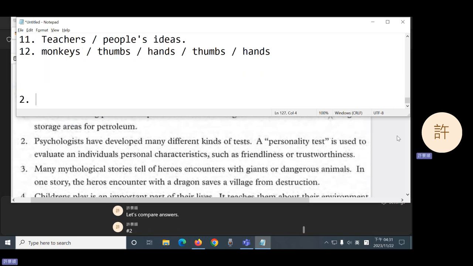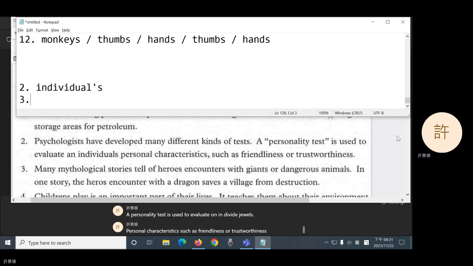Number two, psychologists have developed many different kinds of tests. A personality test is used to evaluate an individual's personal characteristics, such as friendliness or trustworthiness. Number three, many mythological stories tell of heroes' encounters with giants or dangerous animals. In one story, the hero's encounter with a dragon saves a village from destruction.